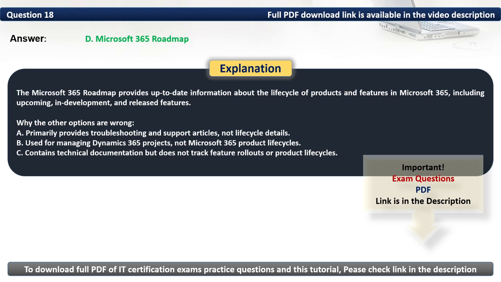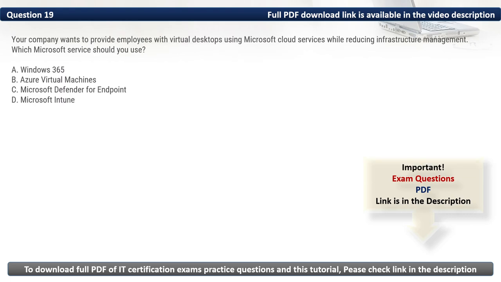The Microsoft 365 Roadmap provides up to date information about the life cycle of products and features in Microsoft 365, including upcoming, in development and released features. Question 19. Your company wants to provide employees with virtual desktops using Microsoft Cloud Services while reducing infrastructure management. Which Microsoft service should you use?